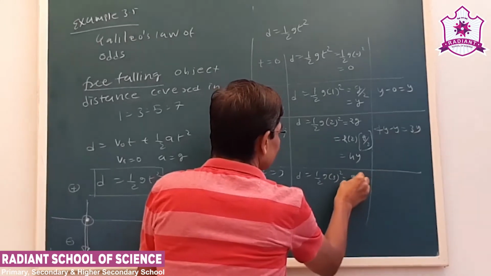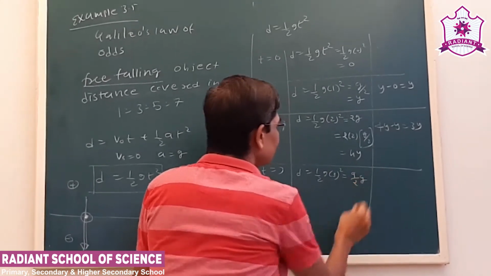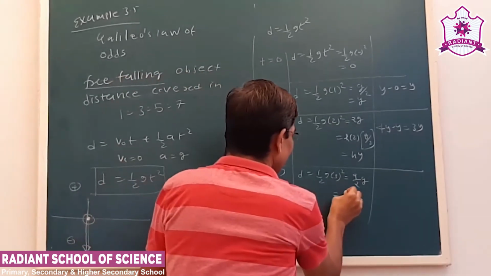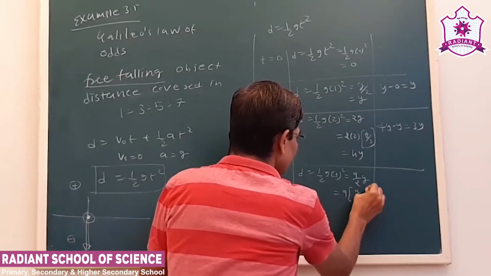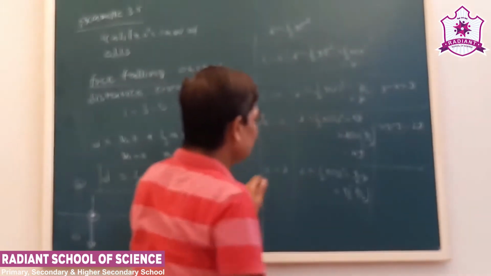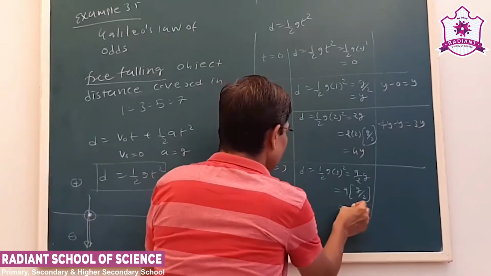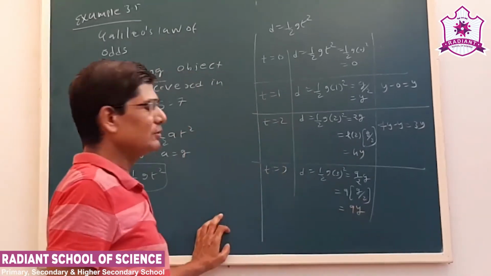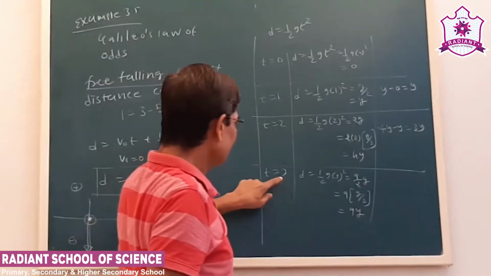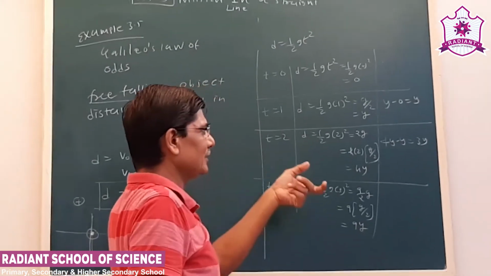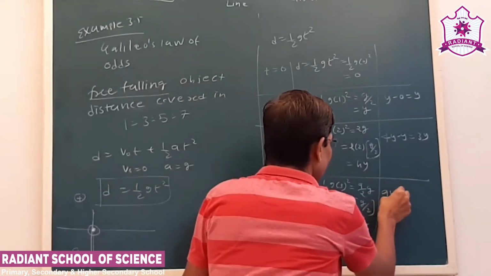Okay. So it is 9 by 2 g. Now this we can write as 9 into g by 2. Again, g by 2 is y. So this will be 9y. Now see, the distance covered in the time interval of 2 seconds and 1 second, there is a difference of this, which will be 9y minus 4y.